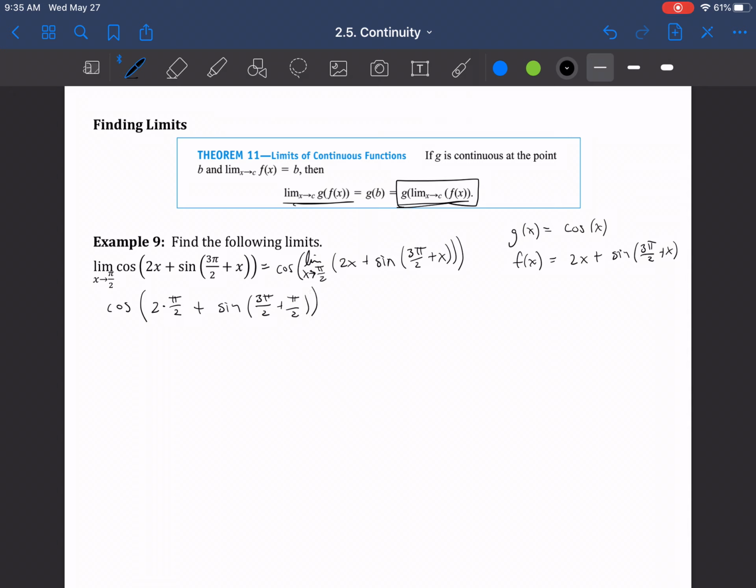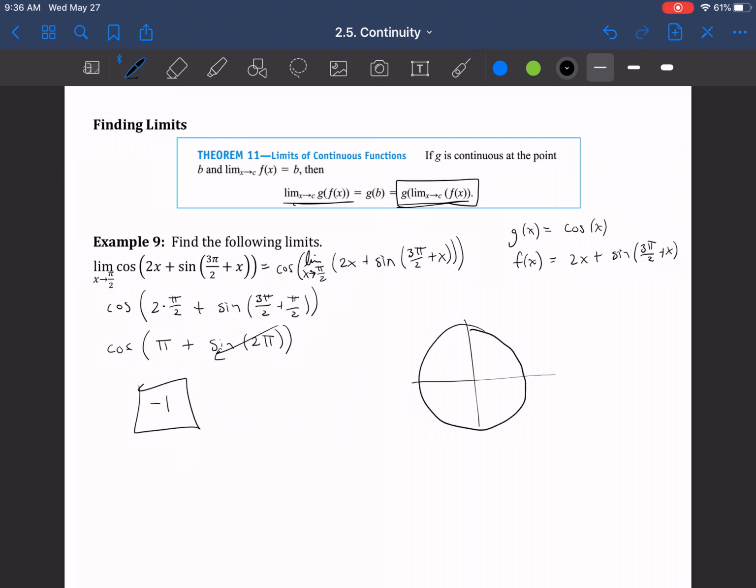Okay? And so then we've got the cosine of 2 times pi over 2, which is just pi, plus the sine of 3 pi over 2 plus pi over 2 is 4 pi over 2, which is 2 pi. So it's the sine of 2 pi. And the sine of 2 pi is 0. Okay? And so we end up just with the cosine of pi, which is negative 1.